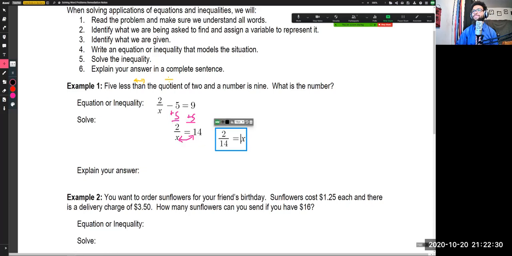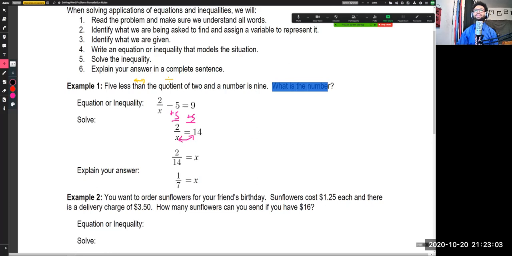All right. And so we now have 2 over 14 is equal to x. Are we going to leave this like this? We can reduce this one. So let's go ahead and reduce it. 2 over 14 gets reduced to 1 over 7 equals x. All right. If we can reduce our fractions, let's reduce them. And so the main question was, what is the number?